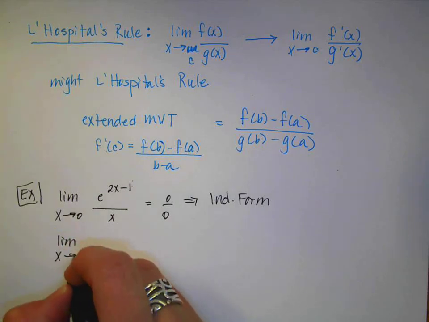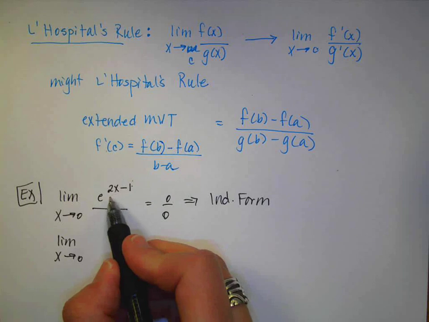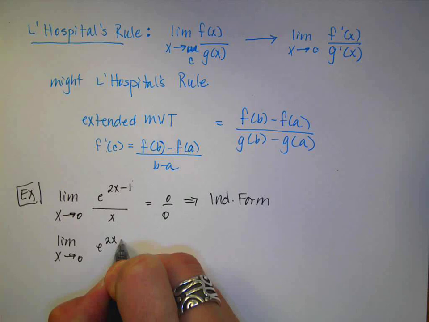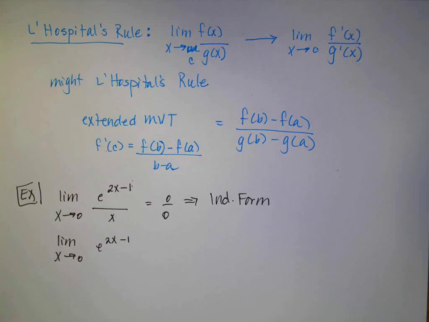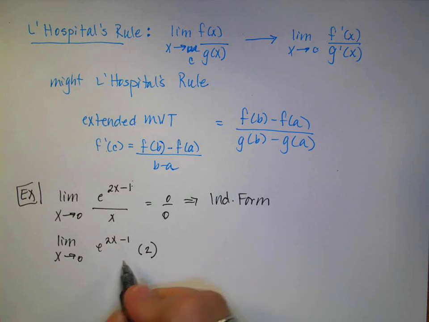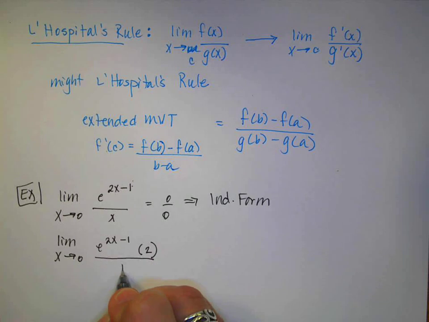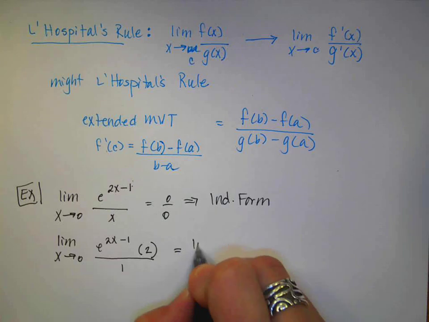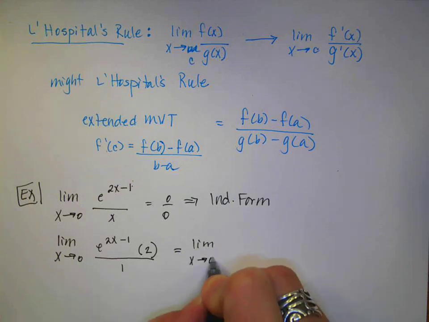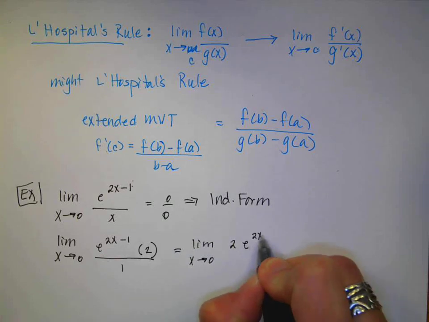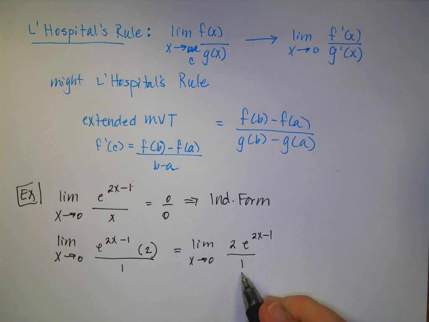So I still have to manage and carry my limit notation, but if I take the derivative of this, this is going to be e to the 2x times the derivative of the top, which is 2, okay, and then I have my derivative of the bottom, which is 1, okay. So then when I rewrite this, this is the limit as x approaches 0 of 2 times e to the 2x over 1.